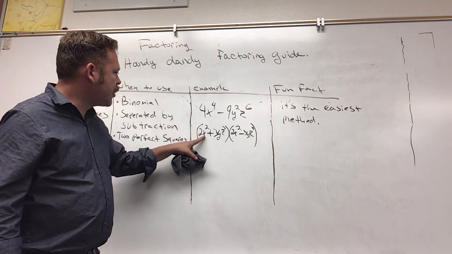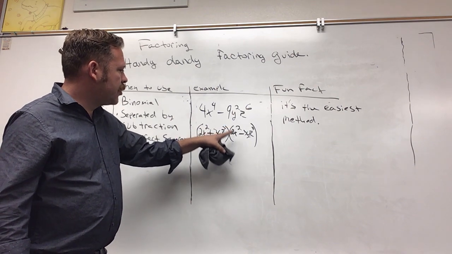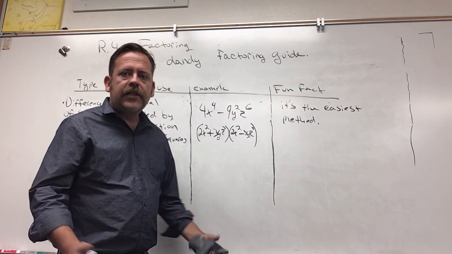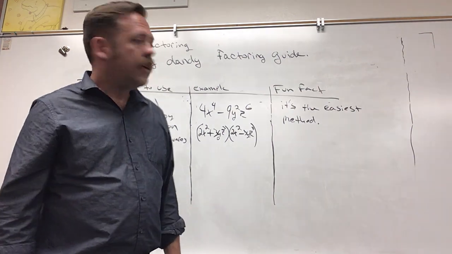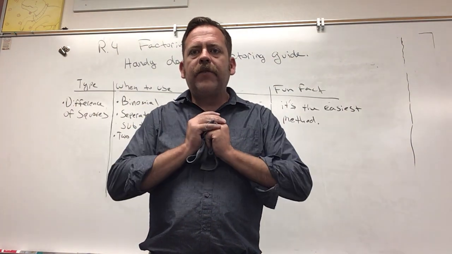But 2x squared plus 3yz cubed, 2x squared minus 3yz cubed. And that's how you factor using difference of squares. And that's it for difference of squares.